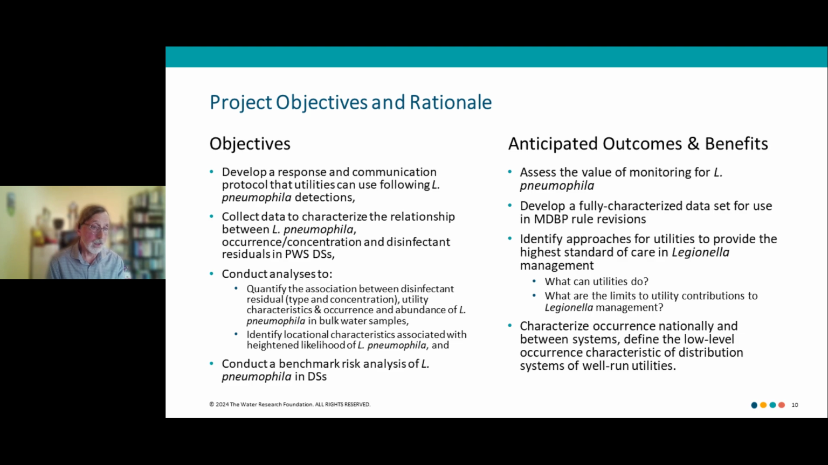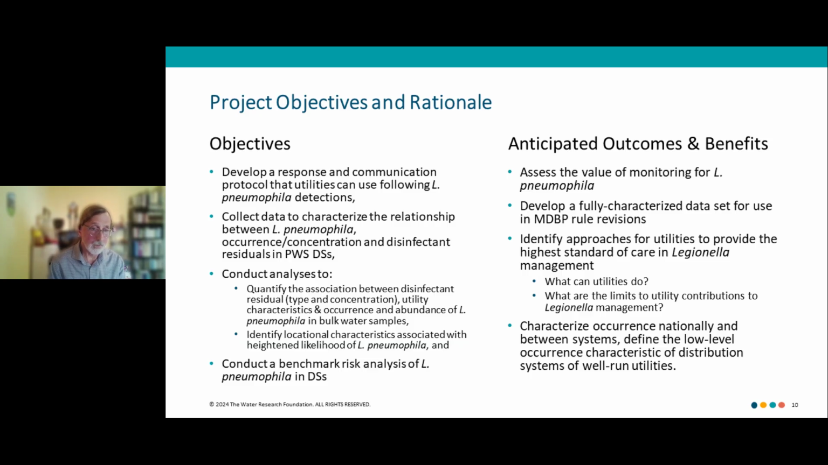We would collect data to characterize the relationship between Legionella pneumophila occurrence and concentration and disinfectant residuals, and I'll throw in temperature there too. We would analyze those data and then also do a benchmark risk analysis of Legionella pneumophila and distribution systems, and Mark will be giving you the results of that risk analysis.